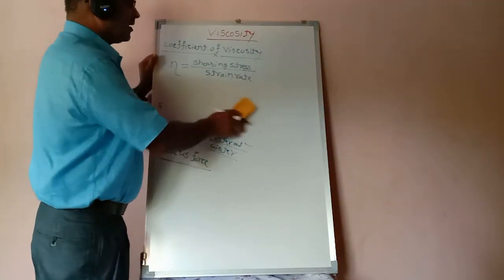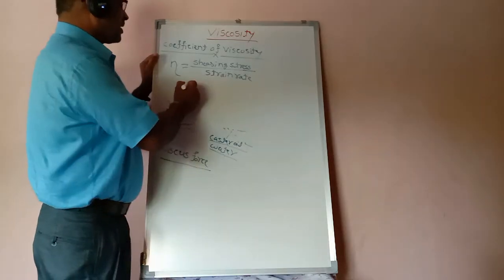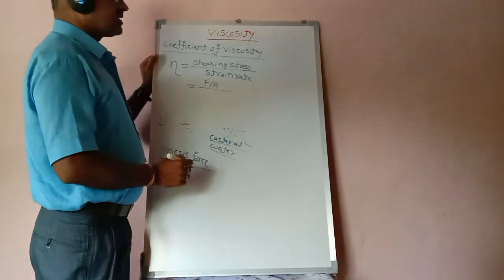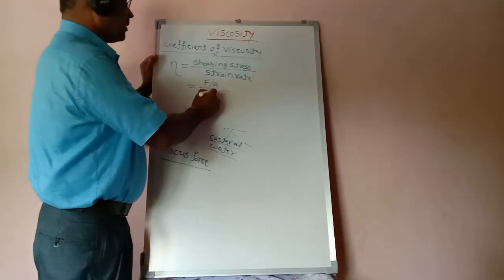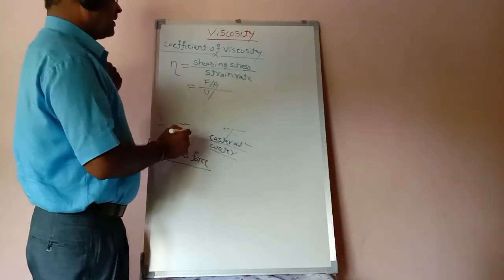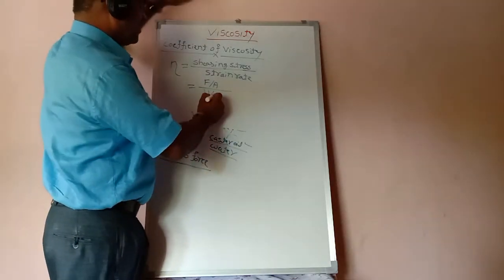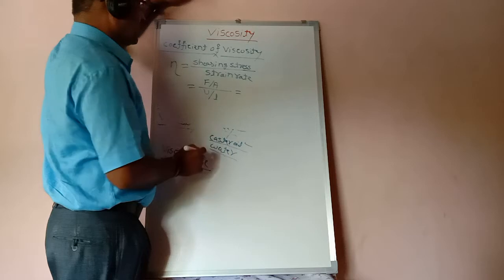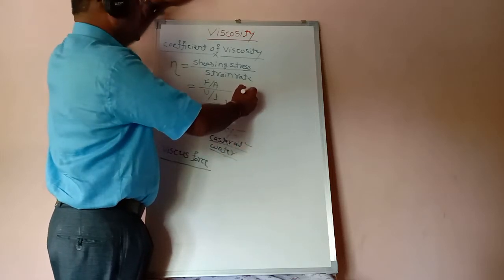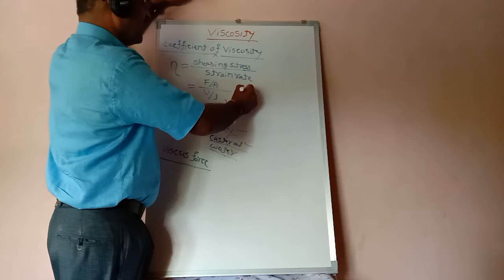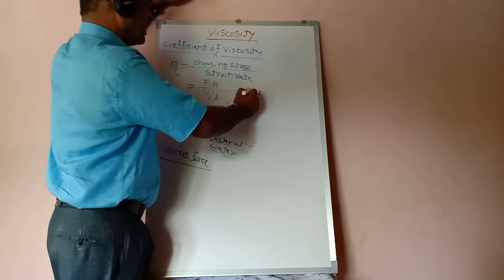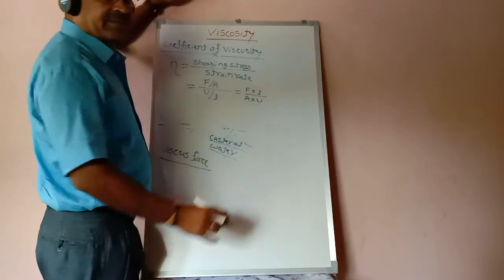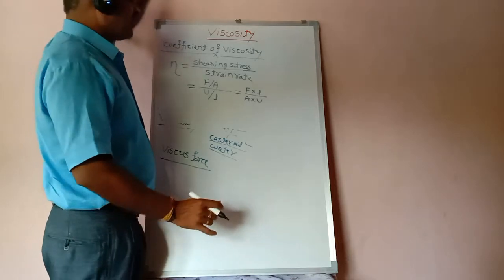So what is shearing stress? You have already studied, it is F by A. And the strain rate is V by L. So the coefficient of viscosity is F into L divided by A into V.